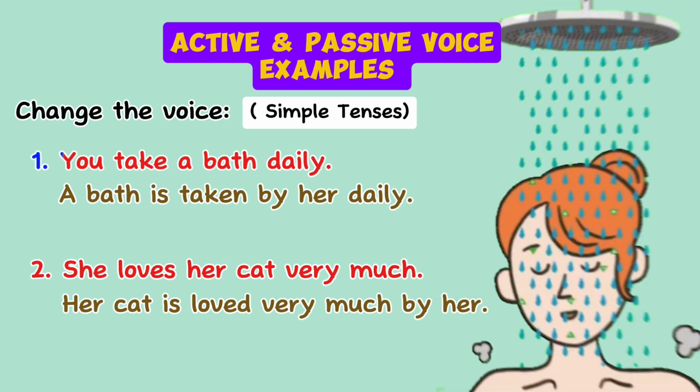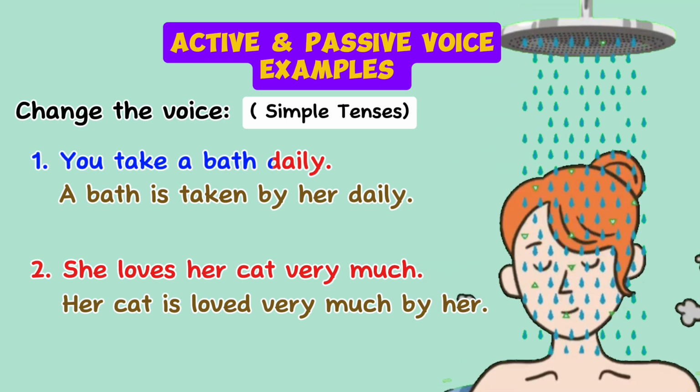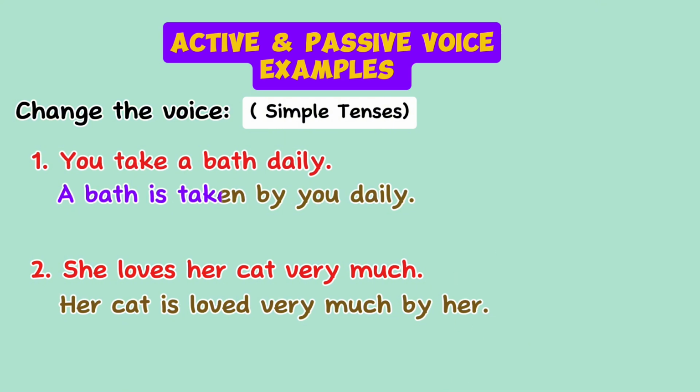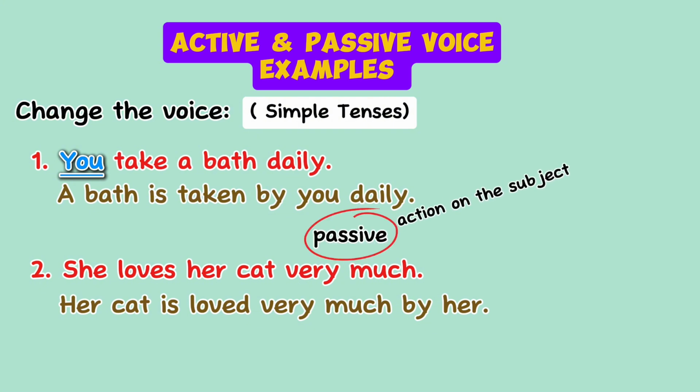Let's do. You take a bath daily. The passive voice becomes: A bath is taken by you daily. The active voice is used when the subject of the sentence performs the action, whereas the passive voice is used when the action is performed on the subject.